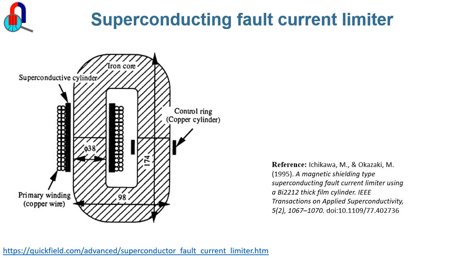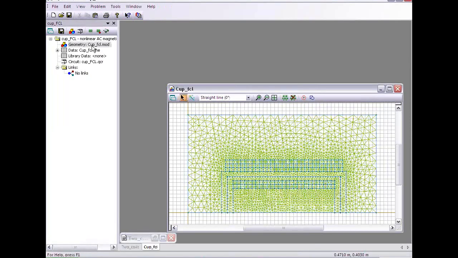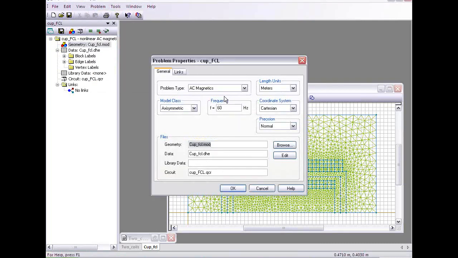Okay, so let's look at a design that's similar to this using QuickField. Let's look at the geometry file here. This is a nonlinear AC magnetics problem. And in this case, we'll look at the problem properties. Once again, we have AC magnetics with 60 Hertz excitation.